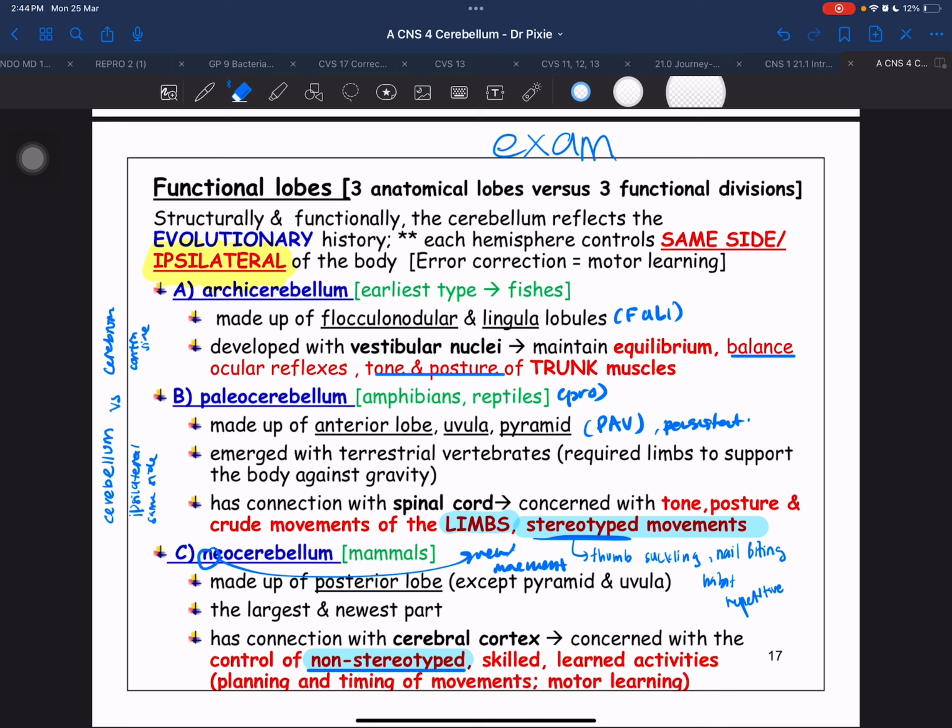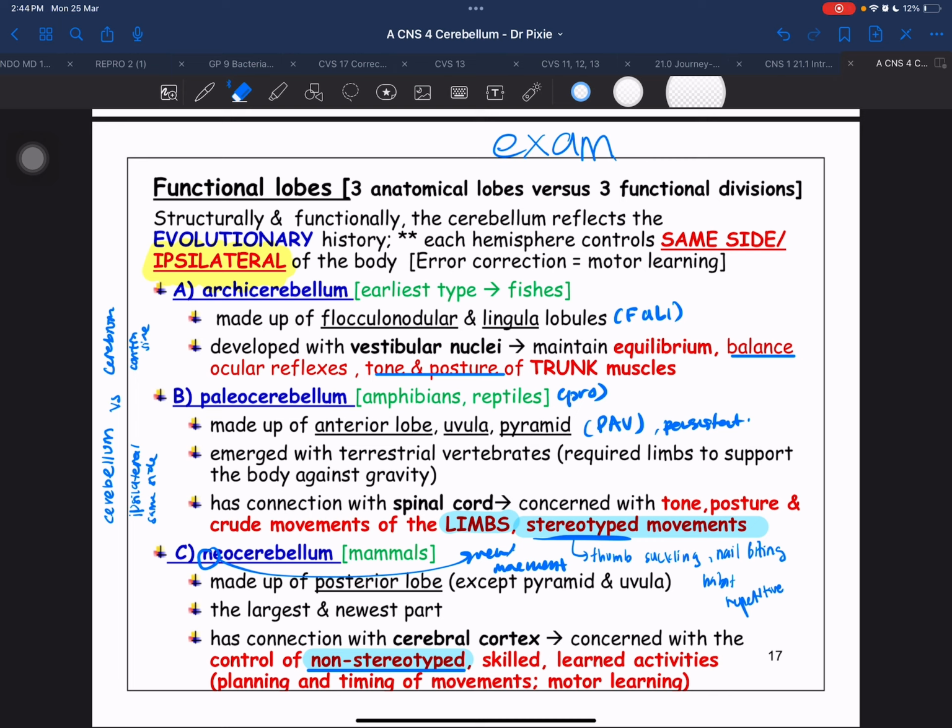Vermis and paravermis belong to spinocerebellum. The lateral one is the cerebrocerebellum, about the finger skewed movement. And the vestibular is about the flocculus and nodulus. Flocculonodular with vestibular, with the inner ear. Spinal cord, inner ear, and the cerebrum. So yeah, your cerebellum is a very busy organ.